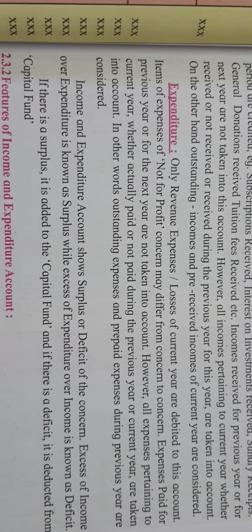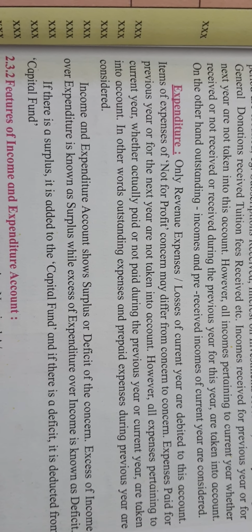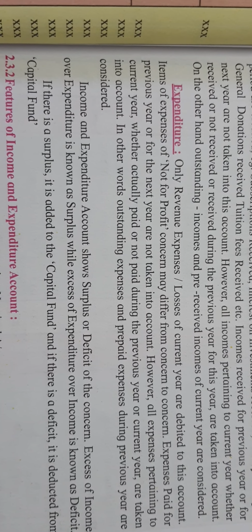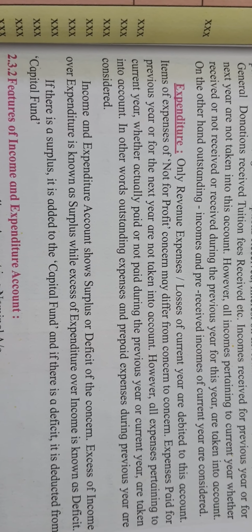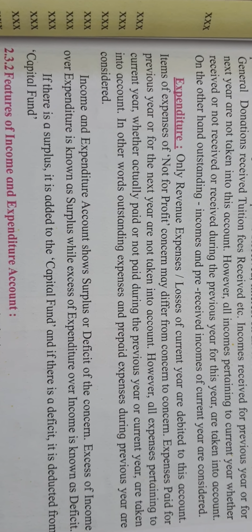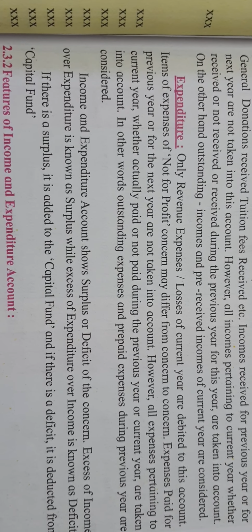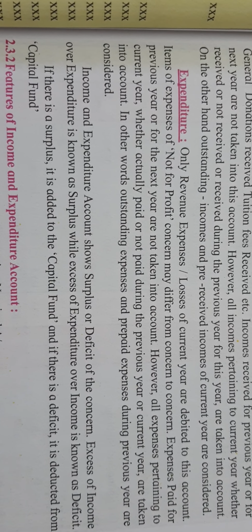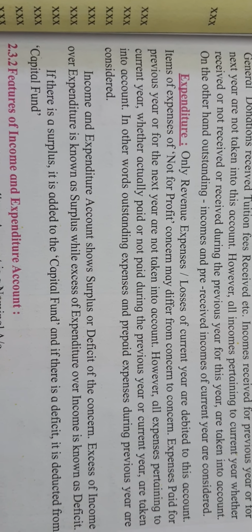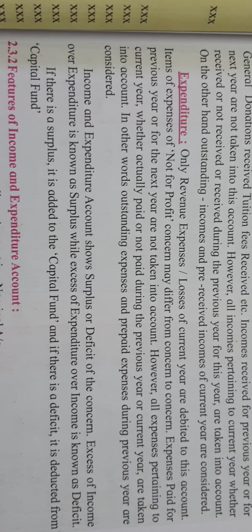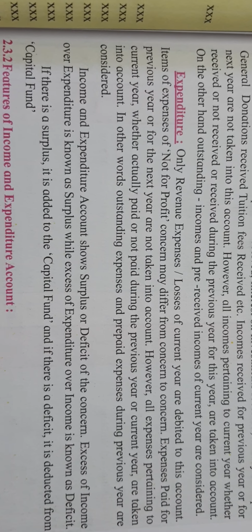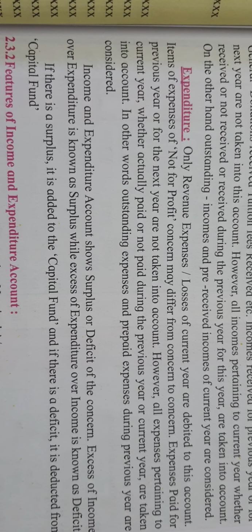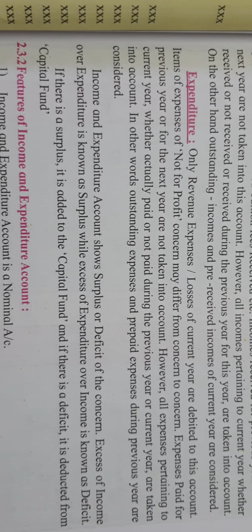Excess of income over expenditure, it means what? Income side is higher and expenditure side is lower, it will be a surplus. While excess of expenditure over income, it means expenditure side is higher, is known as deficit. And as net profit is added to the capital and net loss is deducted from the capital, here if there is a surplus, you will add it to the capital fund, and if there is a deficit, you will deduct it from the capital fund.